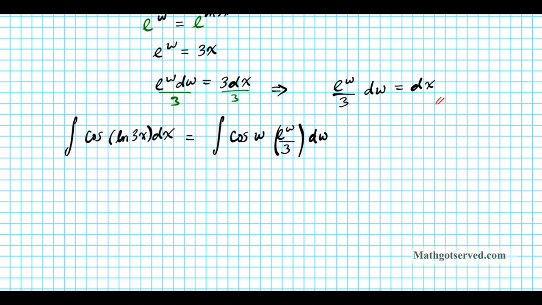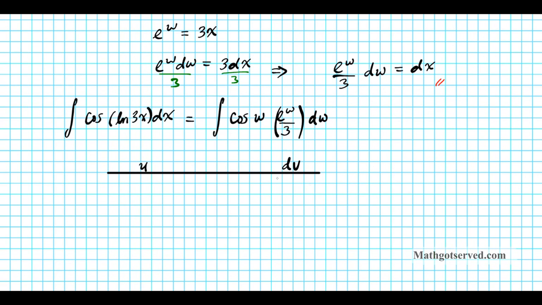So using our LIPET rule, we know that exponents come before trig, so our u is going to be e to the w over 3, and our dv will be cosine w. So I have u and dv. Now the method I'm using right now, I went over it in detail in my previous installment of this two-part series, so please go back and review that if you do not understand what I'm doing right now. So my u is going to be e to the w over 3, and my dv is cosine w.